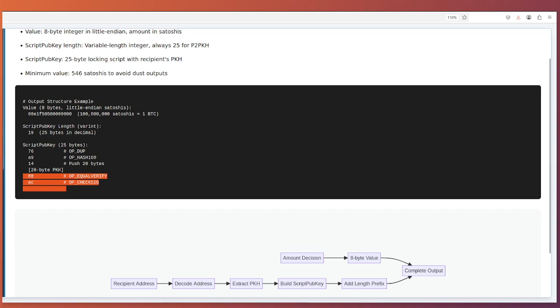When creating multiple outputs in a single transaction, such as sending Bitcoin to a recipient while also creating a change output back to yourself, each output is completely independent. The order of outputs in the transaction is arbitrary and doesn't affect validity, though some wallets order them in specific ways for privacy reasons. For example, some wallets randomize output order to make it harder for blockchain analysis to determine which output is the change and which is the payment.